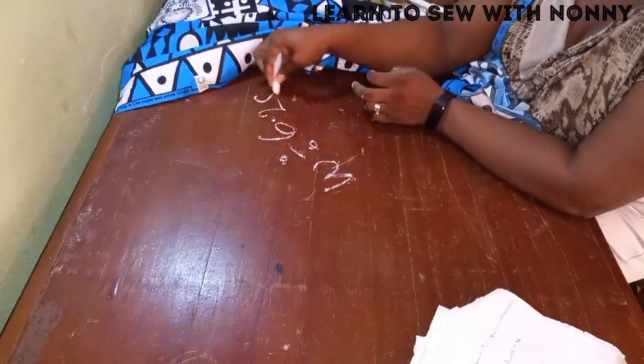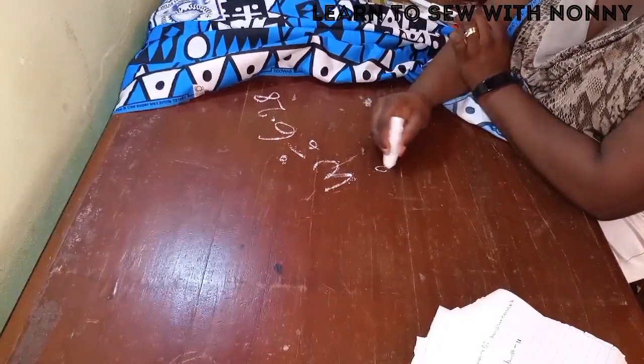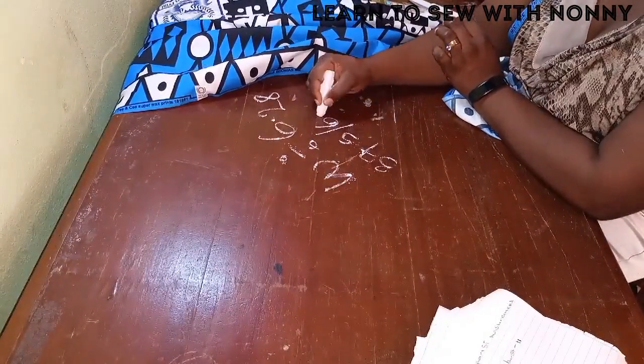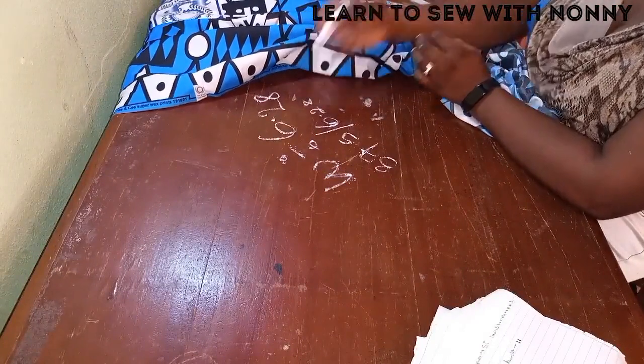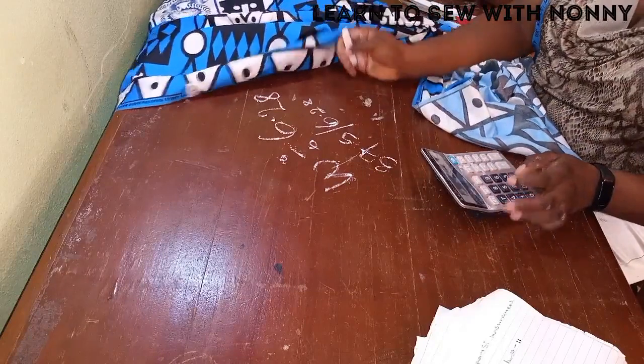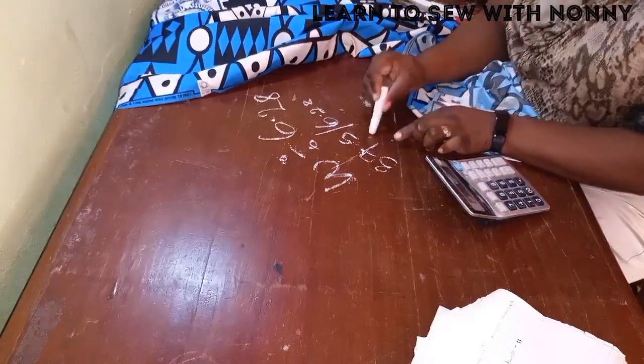Now I want to make the peplum. Now to make your 360 peplum, we divide the waist by 6.28. So the waist we're working with is 37.5 divided by 6.28, and that would be what will give us the radius we're going to be working with.